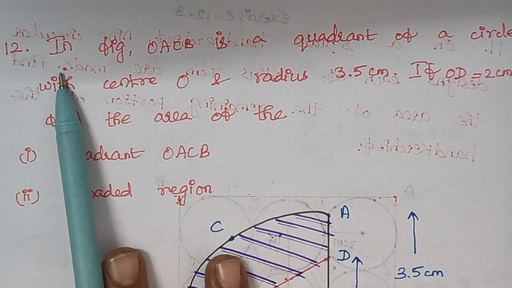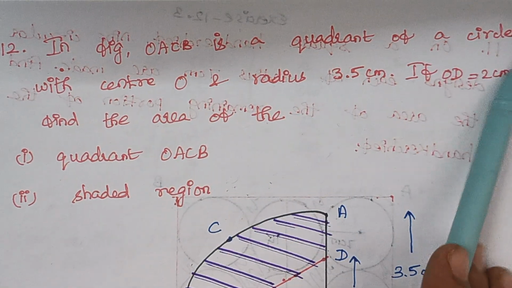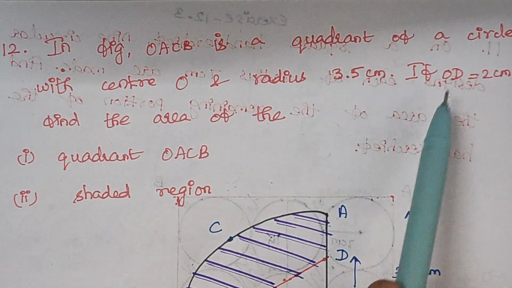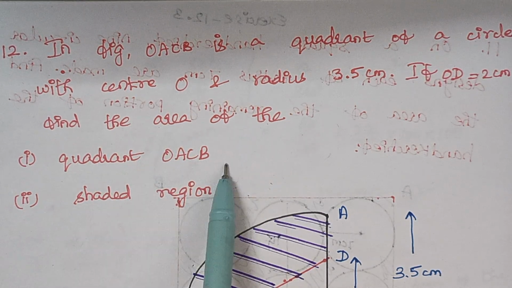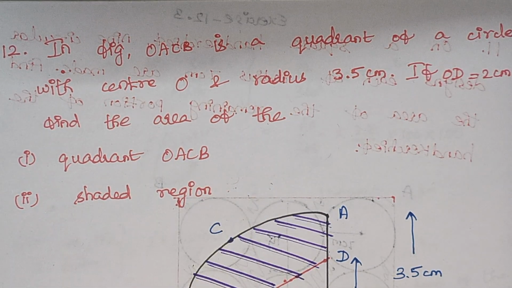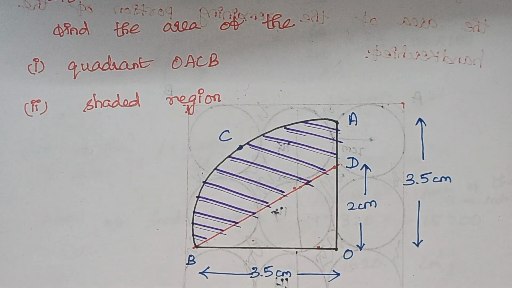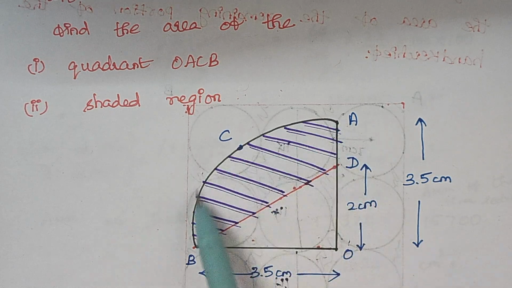So problem number 12. In the figure, OACB is a quadrant of a circle with center O and radius 3.5 centimeter. If OD is 2 cm, find the area of quadrant OACB and the shaded region, right? So here the diagram is given, and you see OACB is a quadrant of a circle, right?